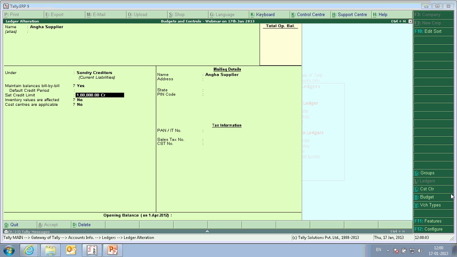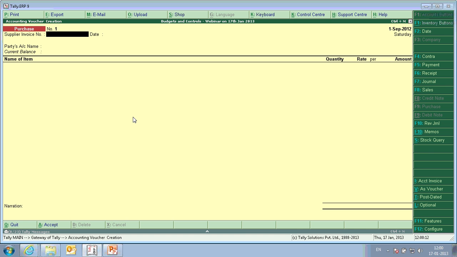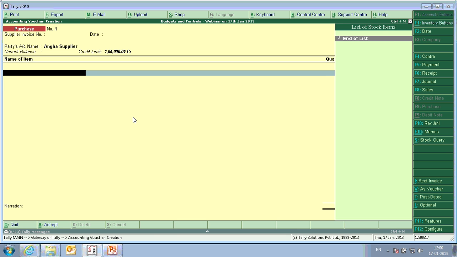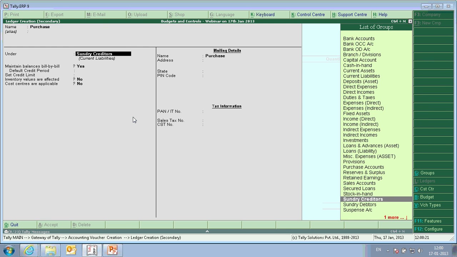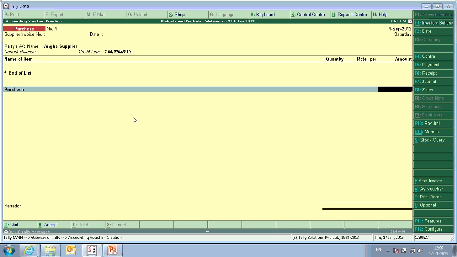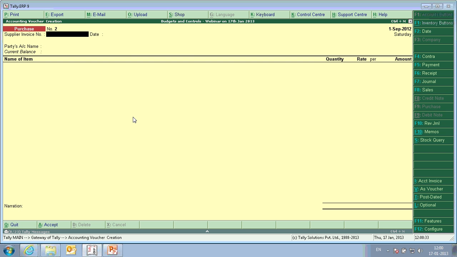Yeah, Sundar is asking a question. Let me see that now. 1 lakh I have passed. So I have not passed any vouchers for this person. So let me pass one voucher, another supplier. So I'll say purchase. So both I'll set it to now. Let me say 90,000 first. New reference. Another day I'll pass one more voucher.